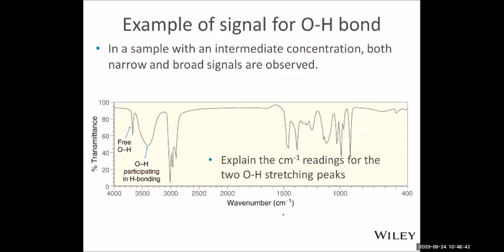So this, we have, for example, a very sharp peak around 3,700 wave number. That's typical for the OH bond. But this molecule has a very broad OH band, versus a very sharp, weak OH band. The sharp one comes from the OH that is not involved in hydrogen bonding. And the other, very broad and strong, is the OH bond involved in hydrogen bonding.